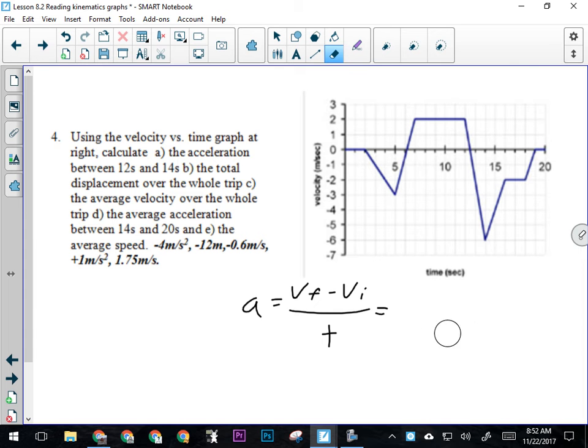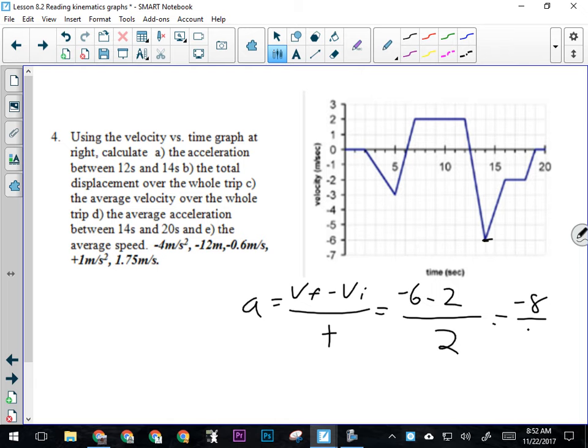Okay, so for this one, we're just going to use the final velocity, which is at 14 seconds, is -6. Okay, and then I'm going to subtract the initial velocity, which was +2, and then I'm going to divide that by the time. Between 12 and 14 seconds is 2 seconds. All right, so -6 minus 2 is -8. Okay, divide that by 2 seconds. This is meters per second. This is seconds, so I'm going to get -4 meters per second squared.